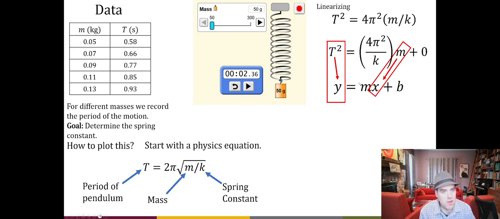Speaking of which, this m in the slope position is the 4 pi squared over k in our physics equation. So we can take our slope, set it equal to this to eventually solve for k, and our expected value for our y-intercept is 0.